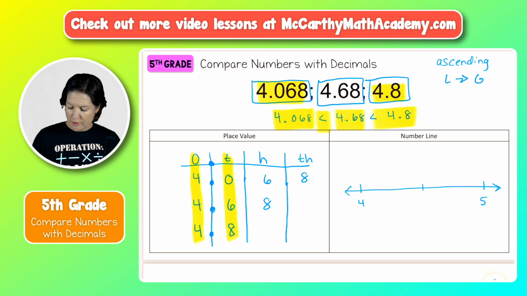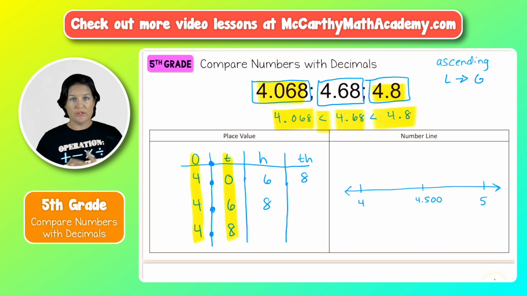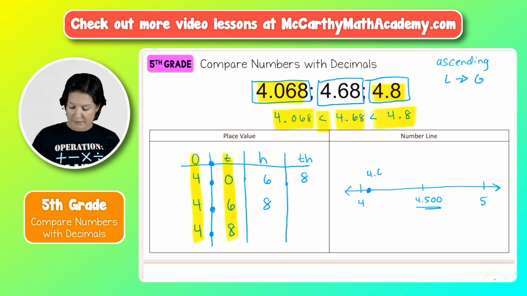There's no one right way to do this, but this is just how my brain is understanding it. Halfway would be 4 and 5 tenths, or 4 and 50 hundredths, or 4 and 500 thousandths. Those are all equivalent values. And now I can just kind of look. My first value, 4 and 68 thousandths, I know that's going to be much closer to my 4, because 4 and 500 thousandths would be that halfway.